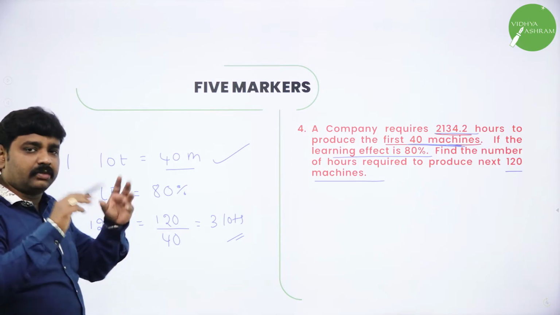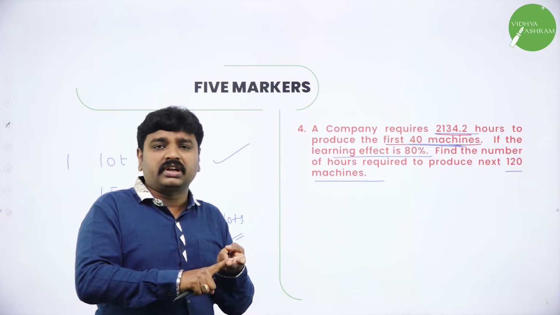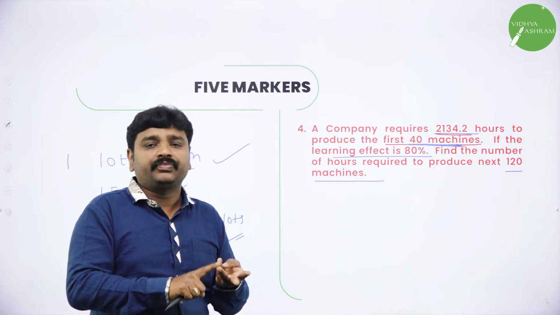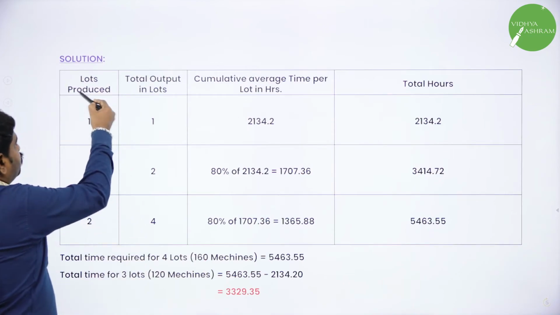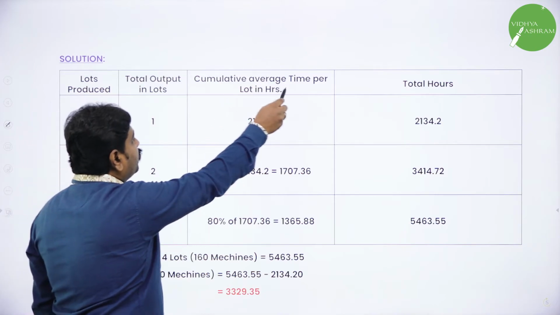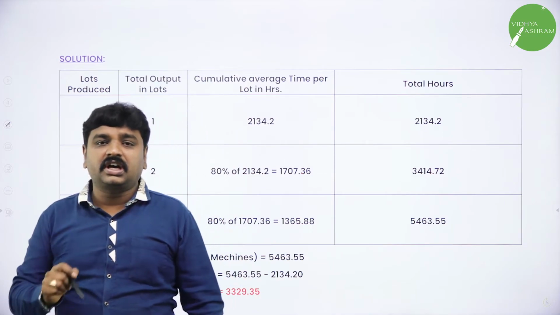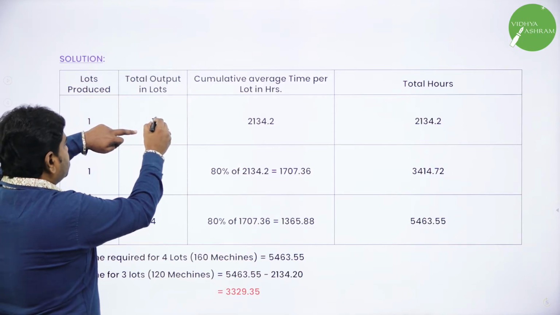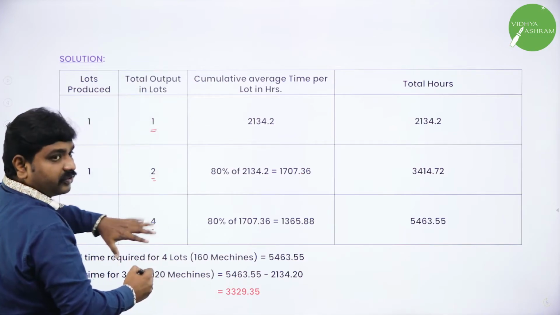Again construct the table. Table entries will be lots produced, total output in lots or cumulative lots output, cumulative average time per lot, then number of hours. Same table. What is the first column? Lots produced. The second? Total output in lots. The third? Cumulative average time per lot in hours, and total hours. First lot means first 40 machines. I told you how to fill this. First you fill 1, then double it, it becomes 2, double again, it becomes 4.